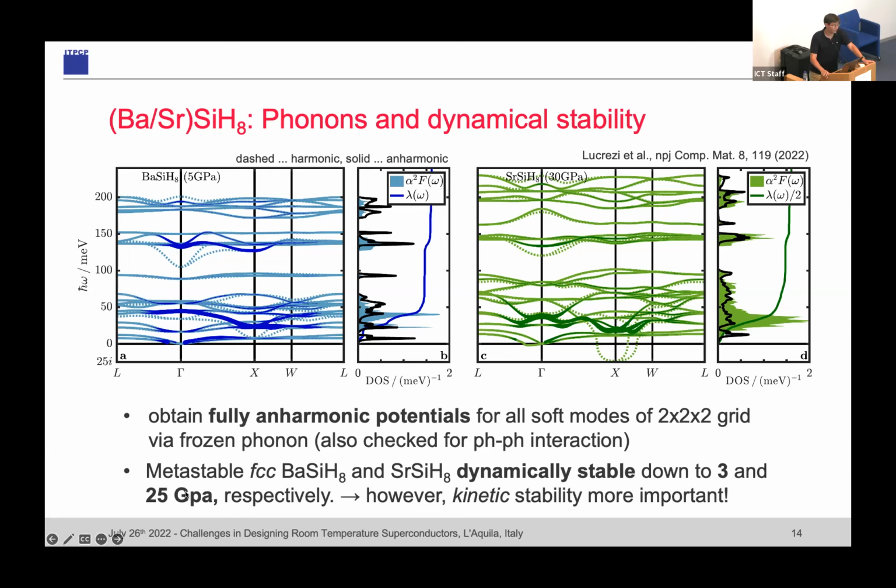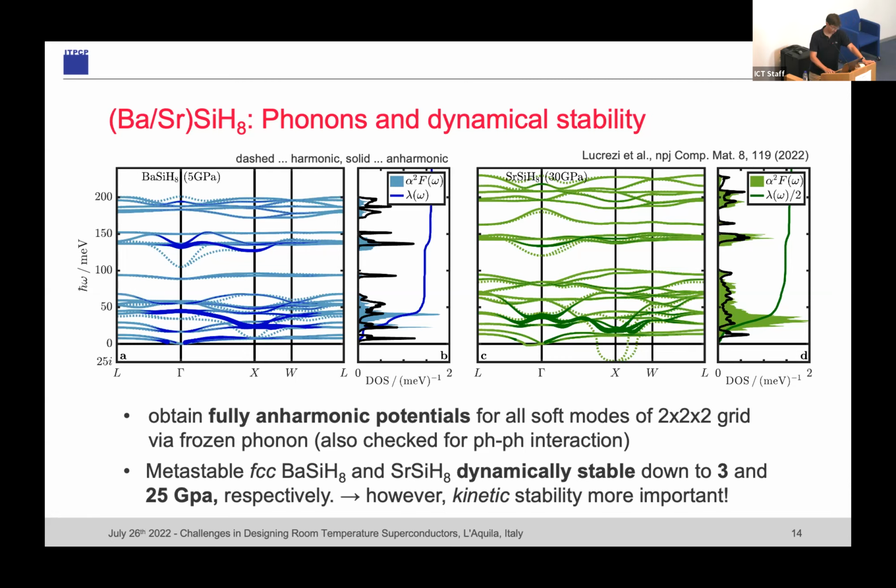But, and I want to mention this right now before you get wrong ideas, we don't think that these pressures are actually the pressures at which you can fully stabilize these compounds. So we actually think they're becoming unstable before that, and we are arguing this with the kinetic stability that I will talk about in a few seconds.